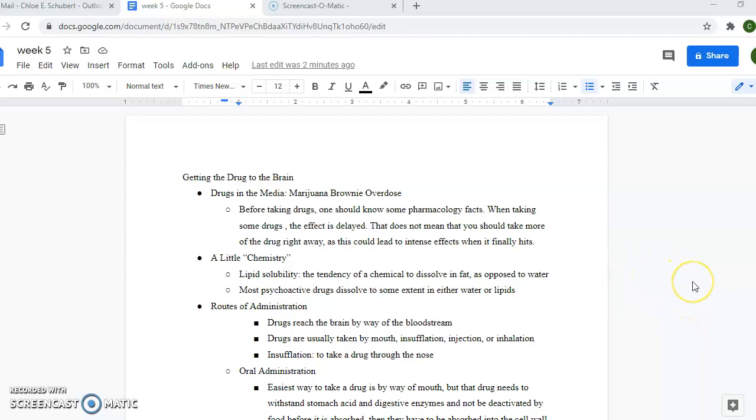Before taking drugs, one should know some pharmacology facts. When taking some drugs, the effect is delayed. That does not mean that you should take more of the drug right away, as this could lead to intense effects when it finally hits.